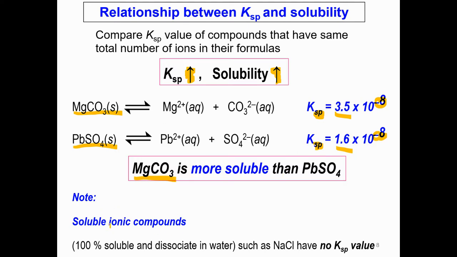Note, soluble ionic products are 100% soluble and dissociate in water, such as sodium chloride, so they will have no Ksp value. Thus, our arrow must be reversible. That's all for Ksp.